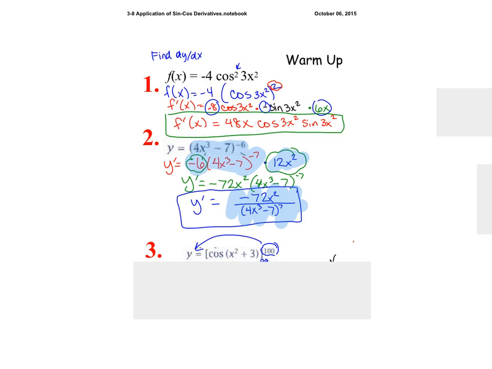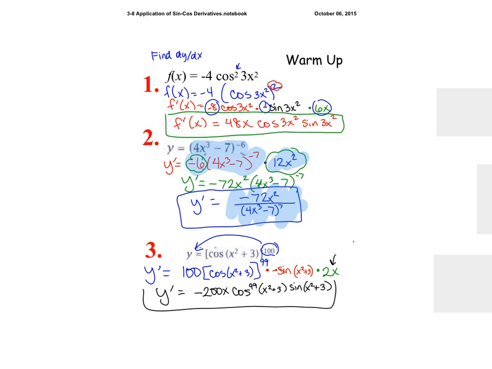For number 3, same thing. Let's get started. So we have x to the 100. Move the 100 to the front, which is why we got this. Leave the inside the same.